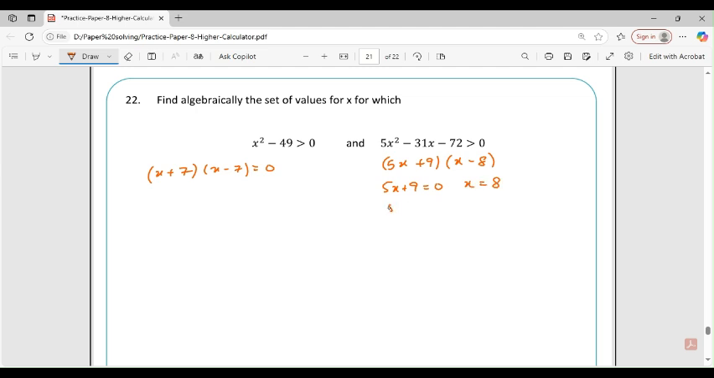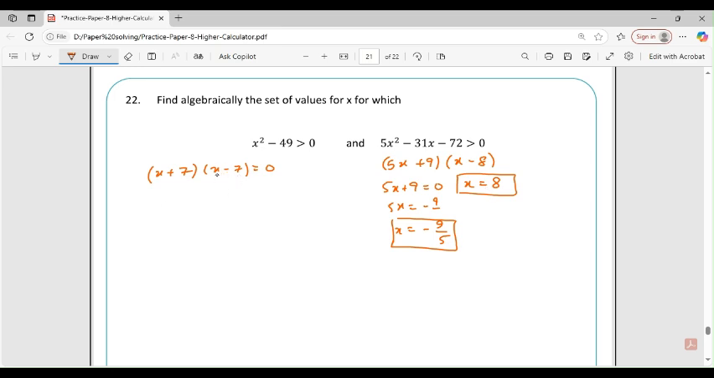Now we know very well that 5x plus 9 equals 0 and x is equal to positive 8. That means 5x equals negative 9, so x will be equal to negative 9 over 5. These are the 4 points that we have. Now test this using the values that we have.